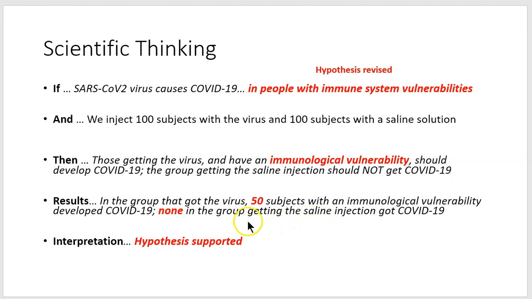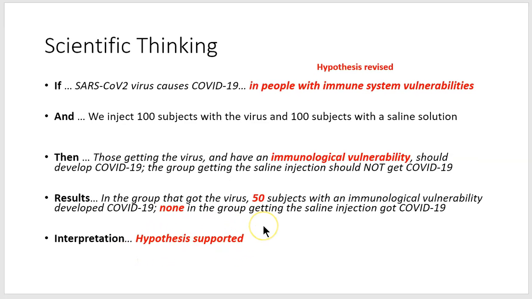And then when we look at the results, in the group that got the virus, 50 subjects with the vulnerability developed COVID-19, whereas none that got the saline injection got COVID-19. And so since the results match the prediction, we say hypothesis supported. This case also illustrates that the world can be complicated. When we have results that do not match a prediction, we're faced with either discarding the hypothesis entirely or revising it. In this case, all we needed to do was revise the hypothesis.